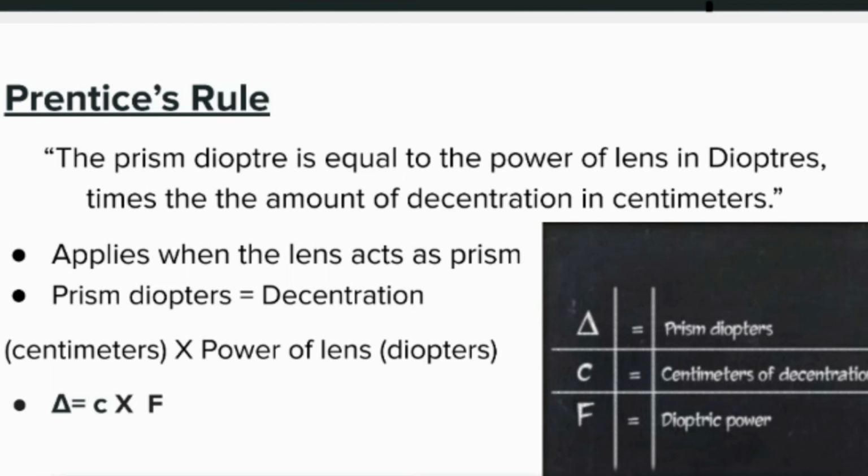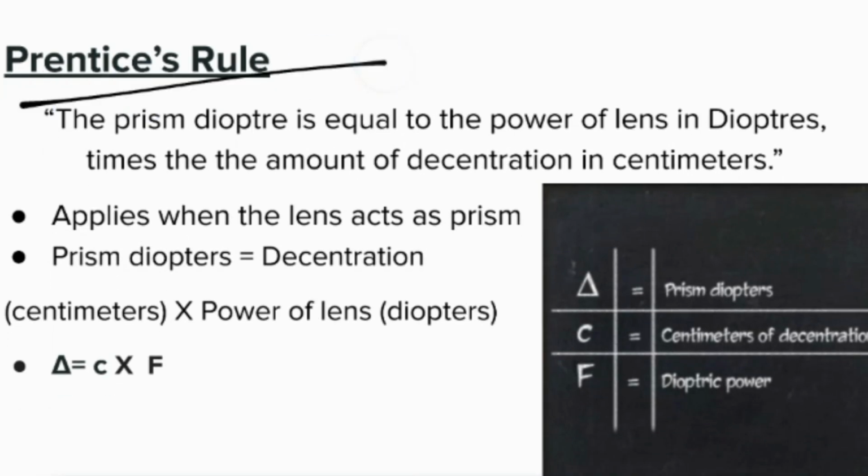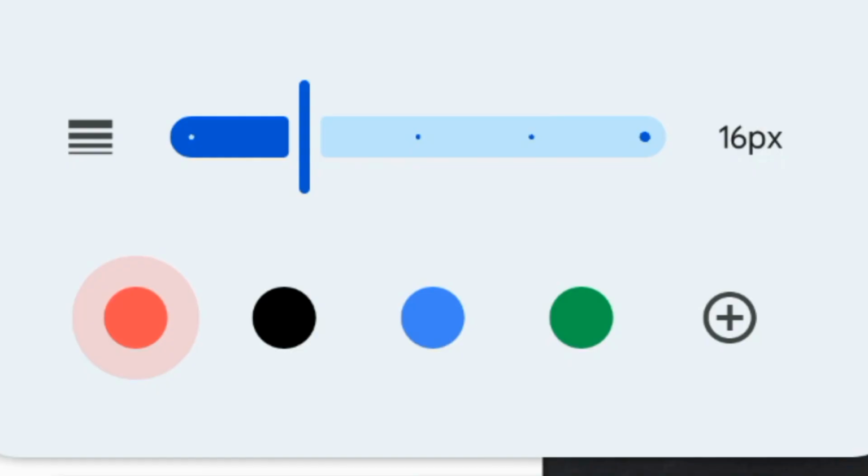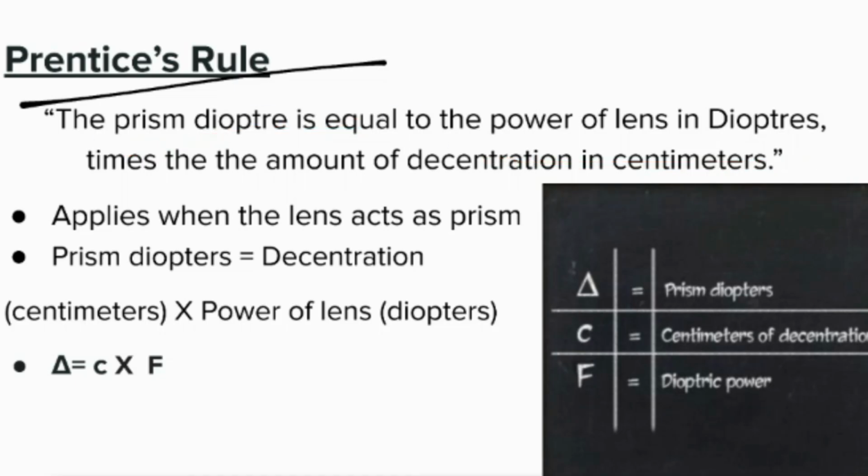But when the optical center is misaligned or displaced either right, left, up or down, there will be prism induced. In that case, when there is a prism induced in the glasses, a rule is applied, which is Prentice's rule. What Prentice's rule says is that how much prism is induced in your glasses, that prism unit will be prism diopter, which will be equal to the power of the lens in diopter. The prism which you have introduced in the glasses due to the decentration of the optical center of the lens will be equal to the power of the lens.